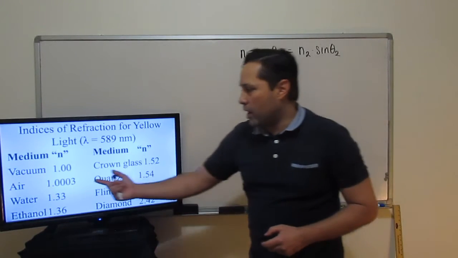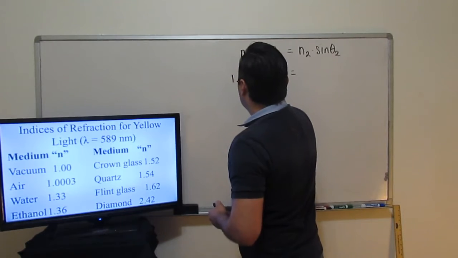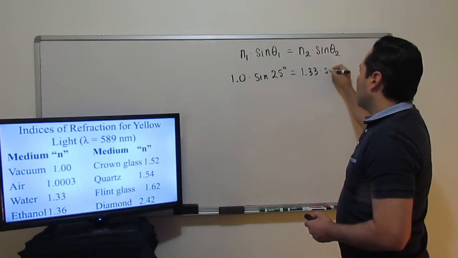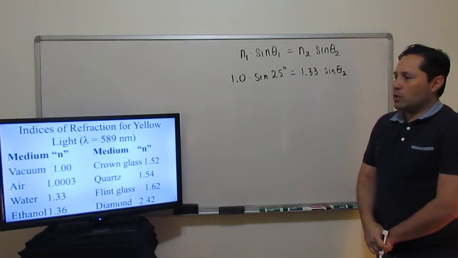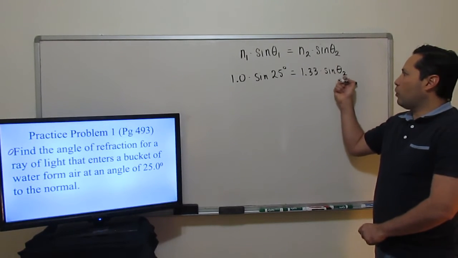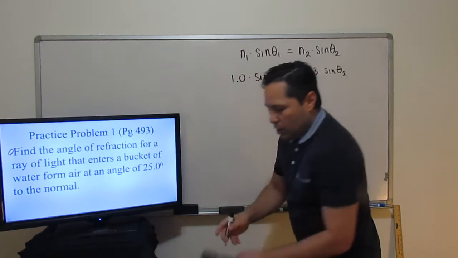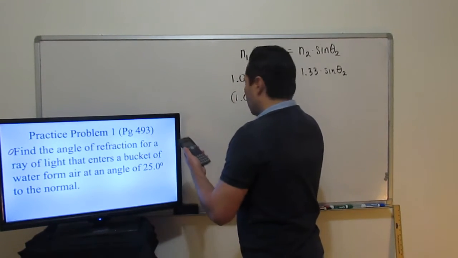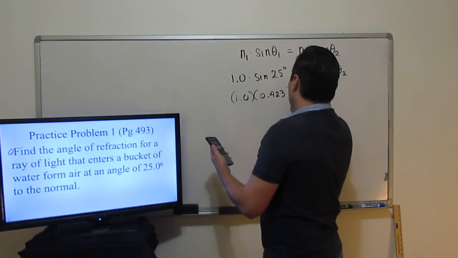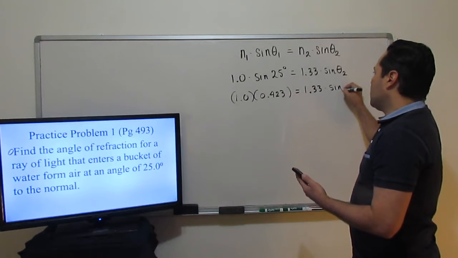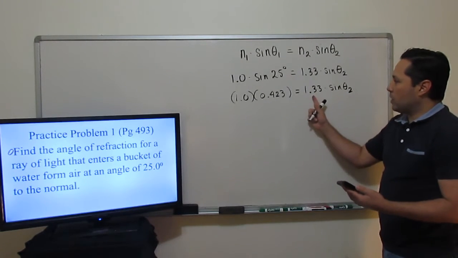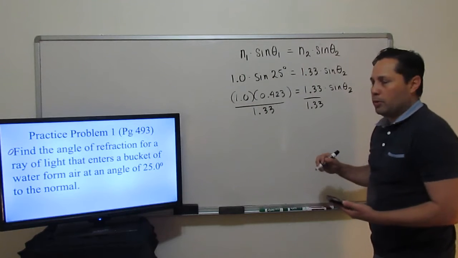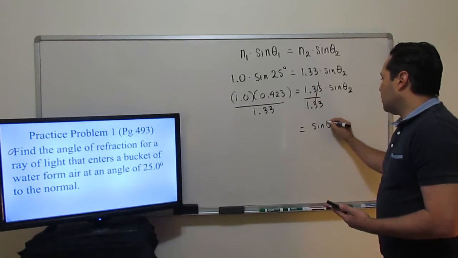Let's go back to our table. Air, again, is 1.0, and water is 1.33, so that goes on the other side. So there you have it. Now we're going to solve for sine theta 2 much the same way. Sine of 25 gives me 1.0 times 0.423. Bring the other side down. Next, I want to isolate sine theta 2, so I divide by 1.33. That cancels it out and gives me sine theta 2.